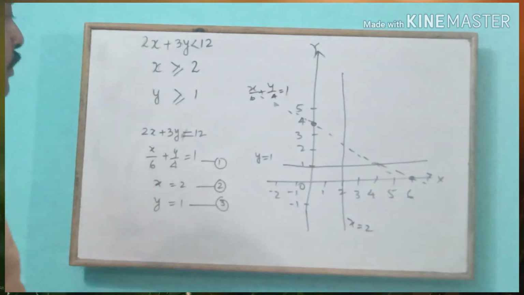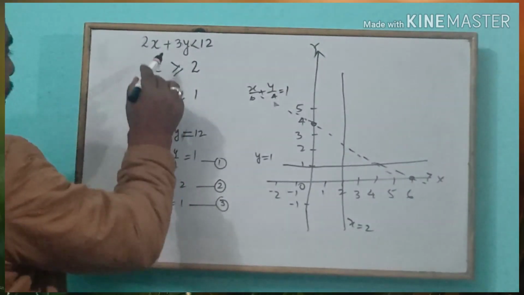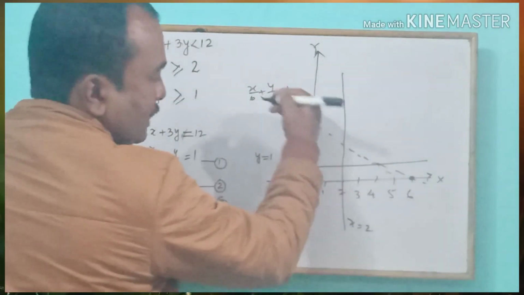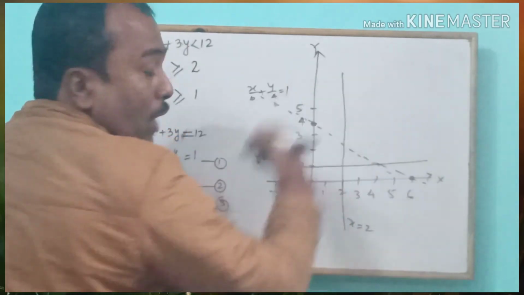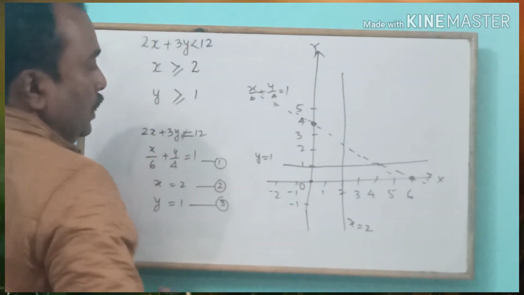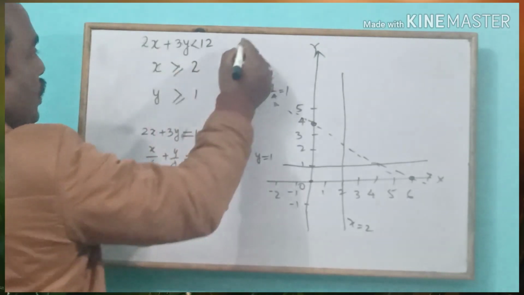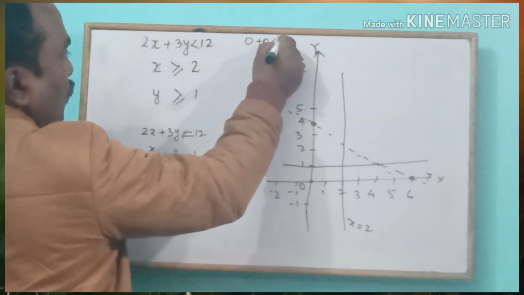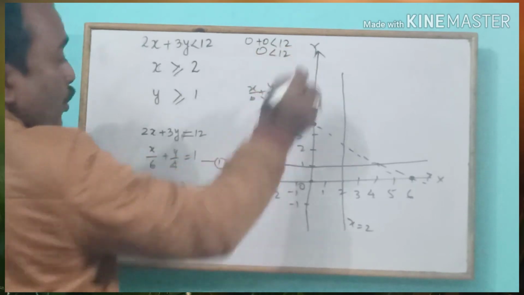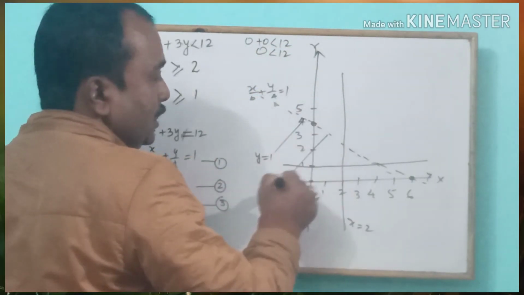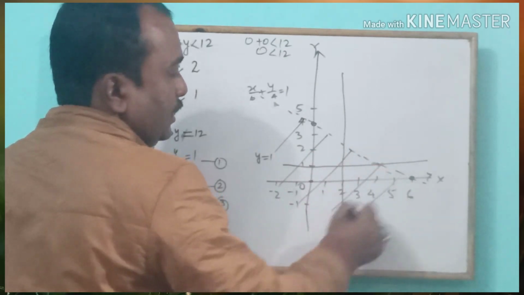Now the shading portion begins. First case, let us take the point 0, 0. The dotted line divides the plane into two halves, upper half and lower half. So 0, 0 is in the lower half. If I put 0, 0 here, I get 0 plus 0 less than 12. Obviously 0 is less than 12 is a true statement. If it is true, we have to shade it towards the point which we have considered.